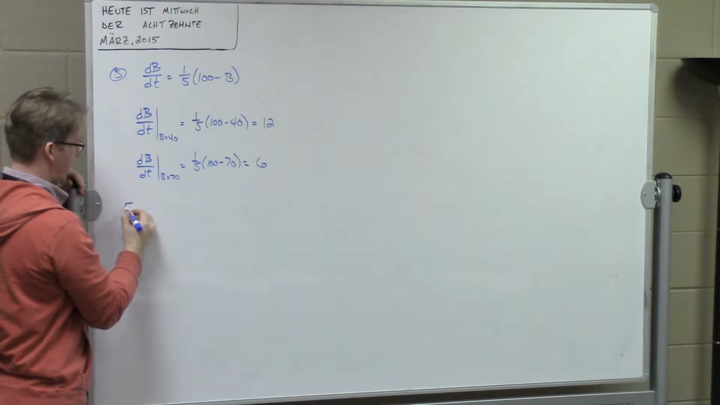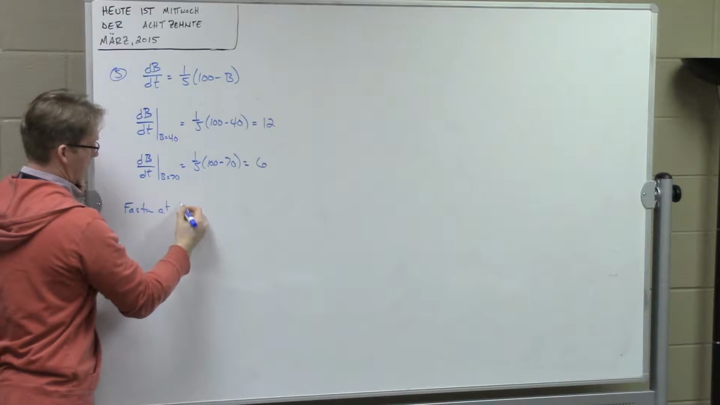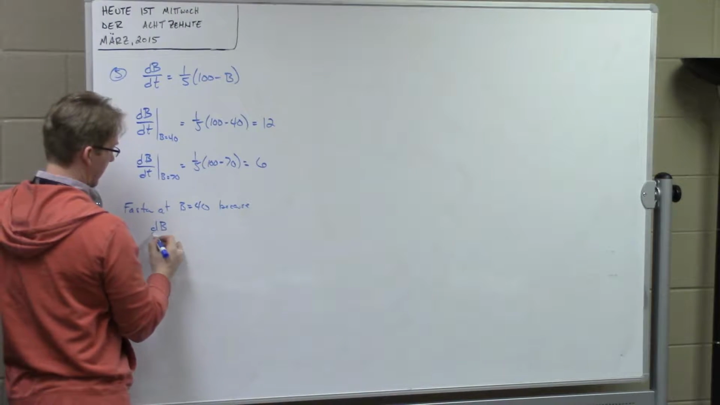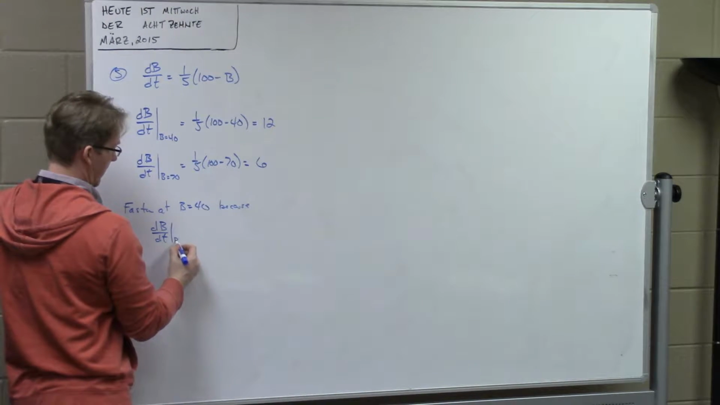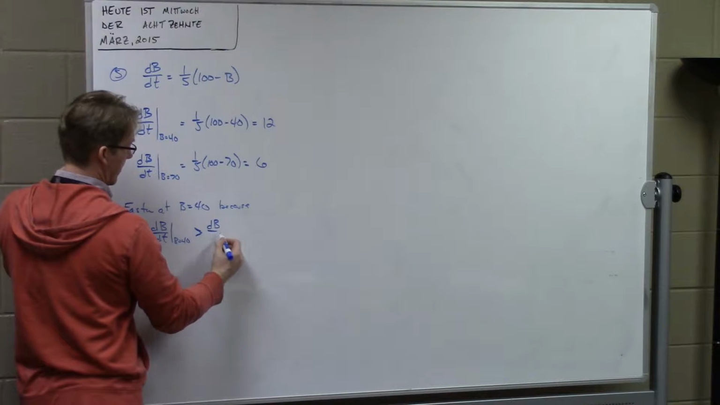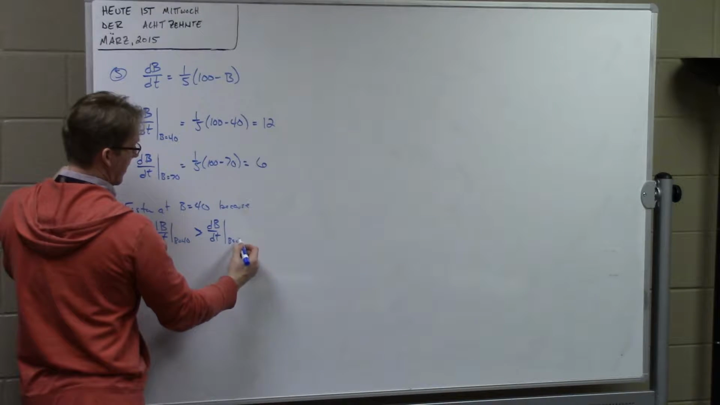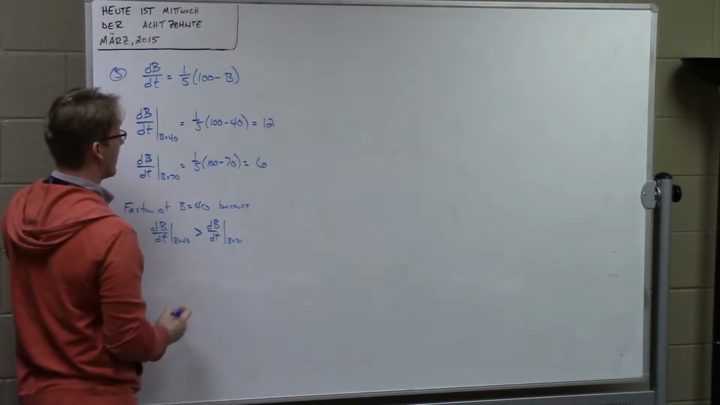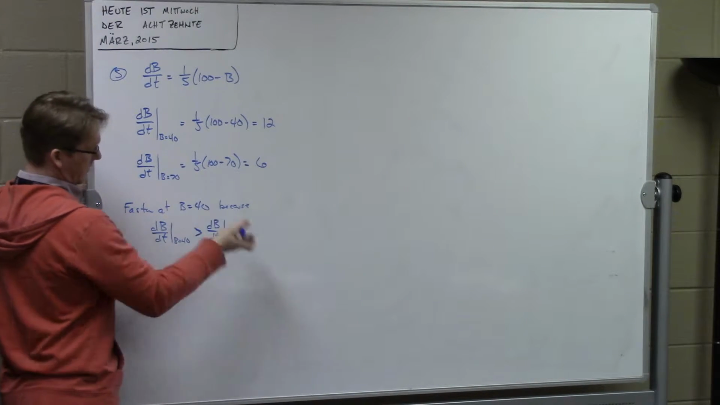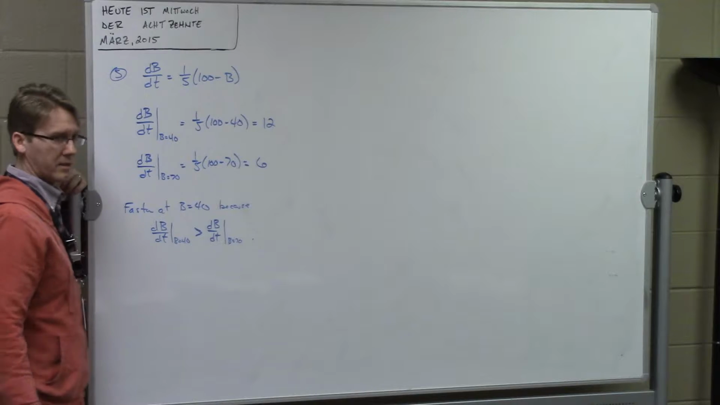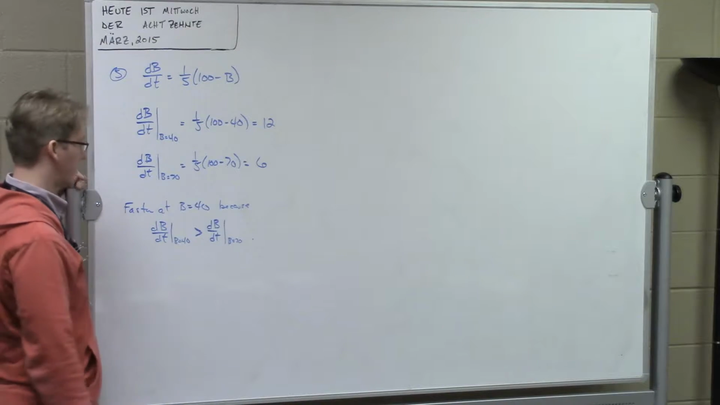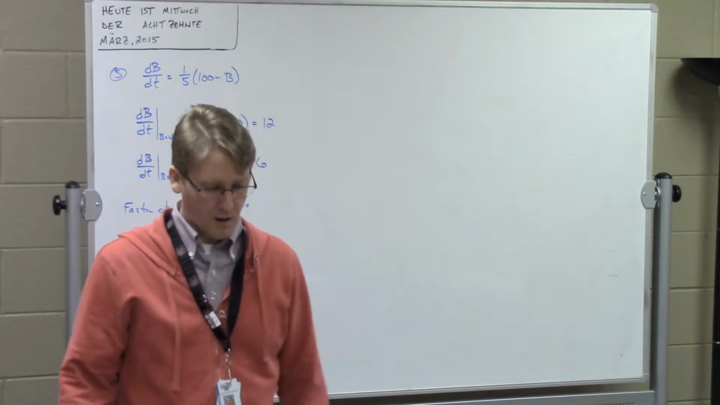Okay, so faster at 40, because I would say dB/dt at B equals 40 is greater than dB/dt at B equals 70. That's worth 2 points: one for using the derivative and one for your conclusion. By the way, this is not the way most of you would have said it. Most of you would have said, because 12 is bigger than 6, which is technically right. You're using your dB/dt, your 12 is bigger than 6, then he's gaining faster at 40, which is fine. This is super fancy pants.